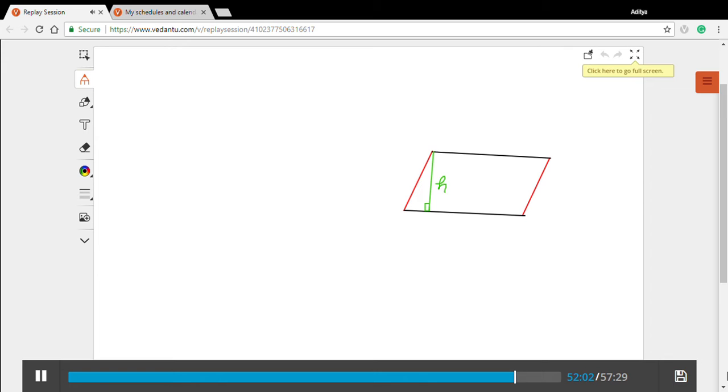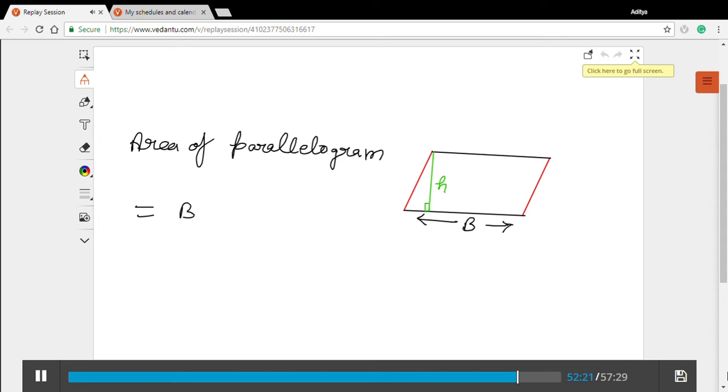This is the height, and this is the base. So, area of a parallelogram. Let me write it: area of parallelogram. The formula is very simple. It's base times height.